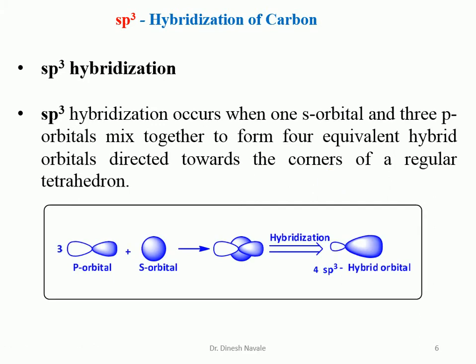So now we see the formation of this hybridized orbital. The three p orbitals and one s orbital combine and give the formation of this hybridized orbital, and this hybridization is called sp3. In total, four sp3 hybridized orbitals are going to be formed.